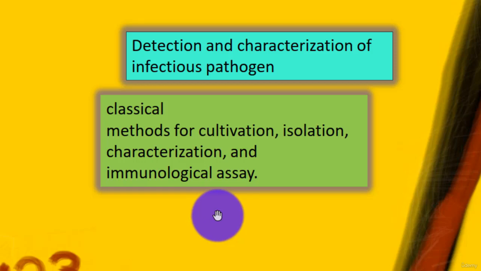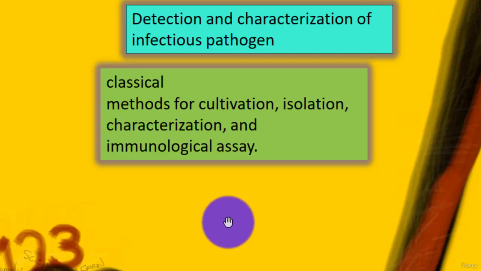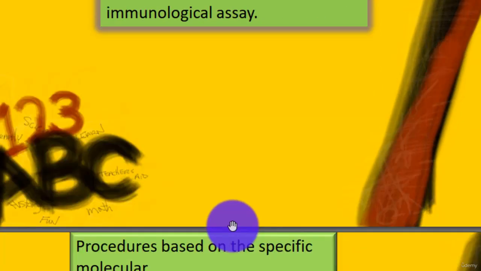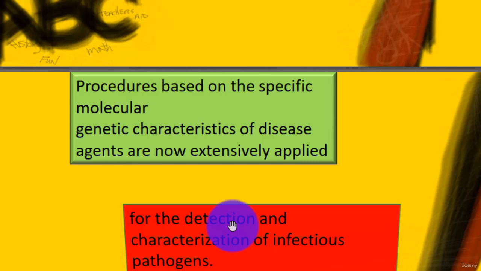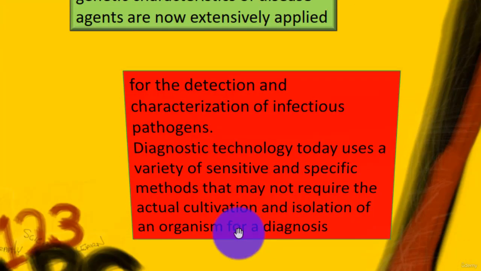Detection and characterization of infectious pathogens. There are two methods, the classical methods and the molecular methods. The classical methods are cultivation, isolation, characterization, and immunological assay. The molecular procedures are based on the specific molecular genetic characterization of the disease agent, and are now extensively used for detection and characterization of infectious pathogens.